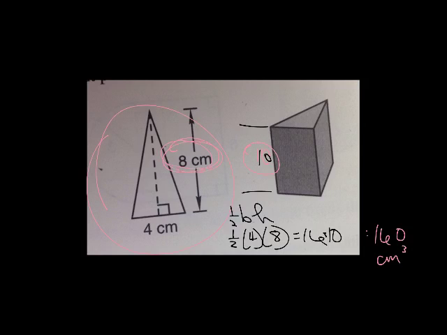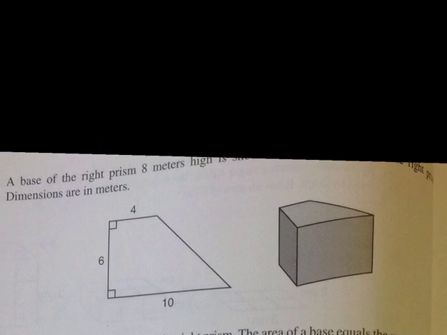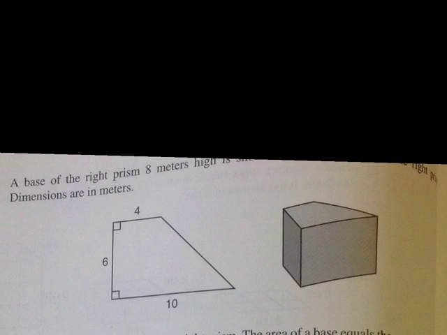Alright, you get some weird shaped ones, so let me put a couple of those up. I took a picture of the whole page, so we'll scroll around as we do these. This particular one is 20.2, and it says the base of the right prism is 8 meters high. So this here is 8 meters from the bottom to the top. Find the volume of the right prism. The dimensions are in meters.